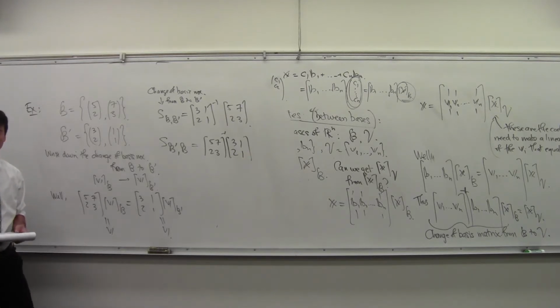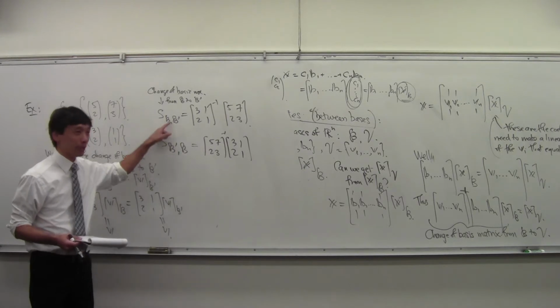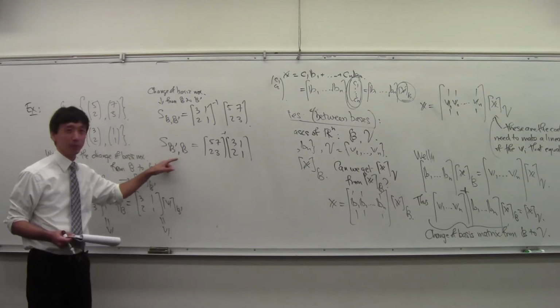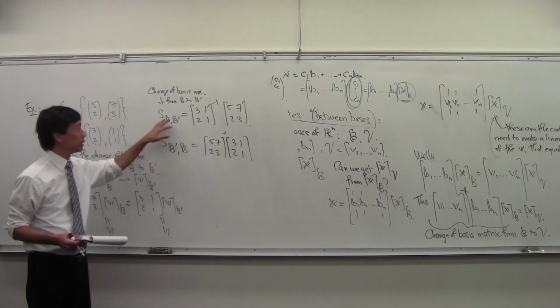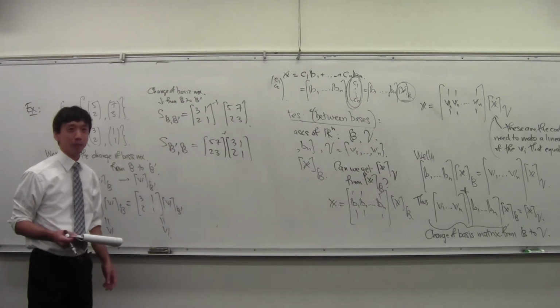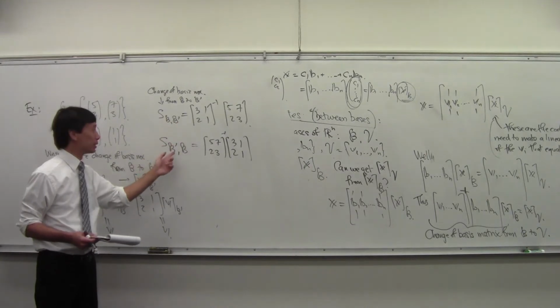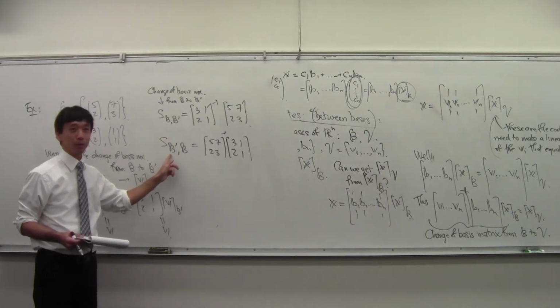Okay. And you see by inspection that these guys are actually inverses of each other, right? Which makes sense, of course. These matrices are inverses. The matrix that takes you from this coordinate system to that is the inverse of the matrix that takes you from that coordinate system to this.